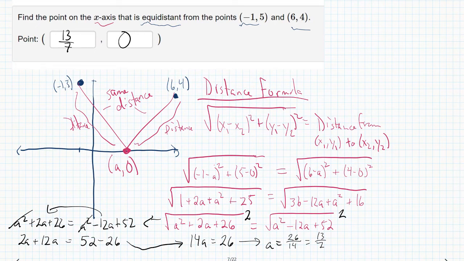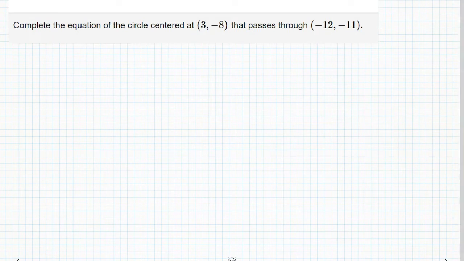Questions on that one? I know that's kind of a tricky one to see, but hopefully that gives you a good idea in terms of distance as to what's going on there.